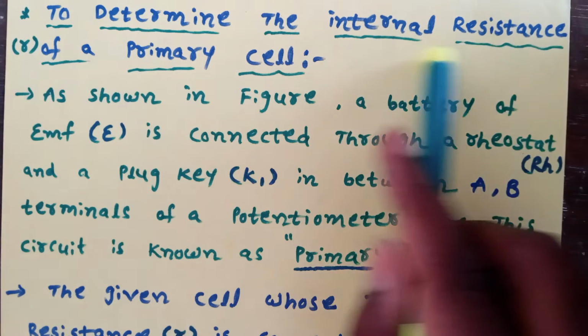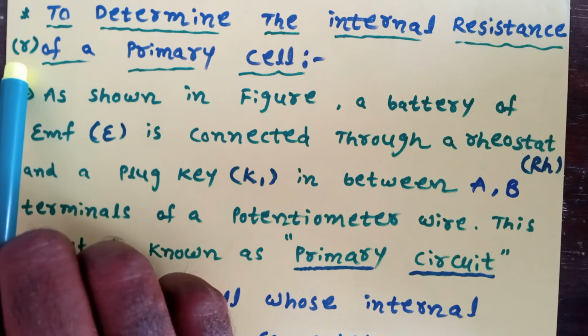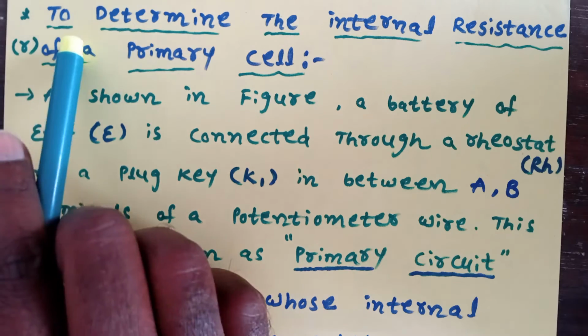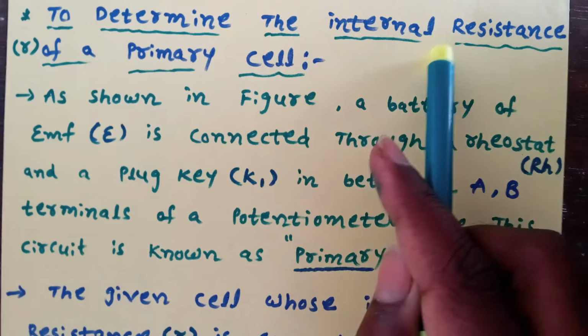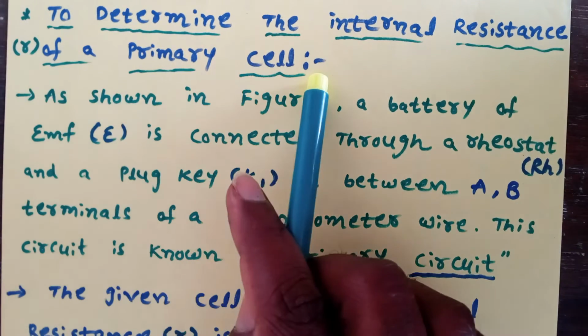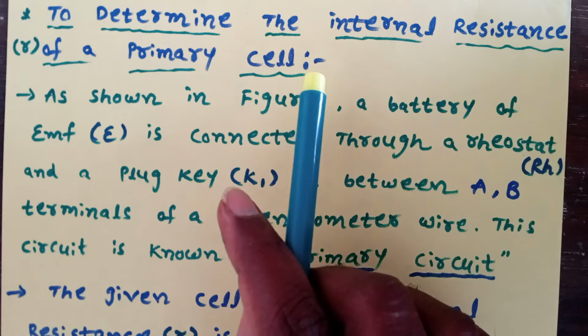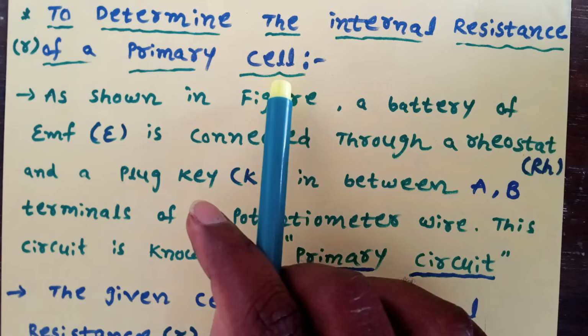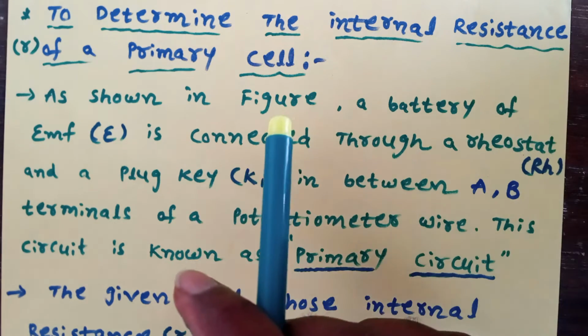To determine the internal resistance, internal resistance is small r and external resistance is capital R. What do we have to determine? To determine the internal resistance of a primary cell. Only one cell is there. In the previous topic, 2 cells were there. Here we have only one cell.